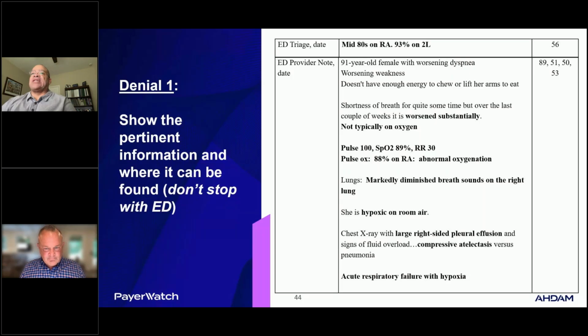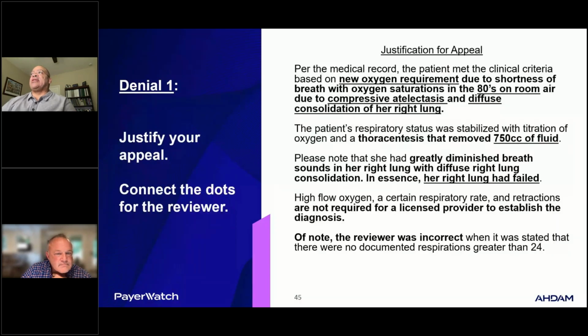So we then get the justification written, and that is pretty much letting them know that in the medical record, it is very clear that the patient has met this clinical criteria with our oxygen. Once we identify all the elements, then we write the justification for it. We go in and say, okay, this patient has new oxygen requirements. We highlight that for them. Here's their O2 sat on room air. She's got atelectasis and diffuse consolidation.